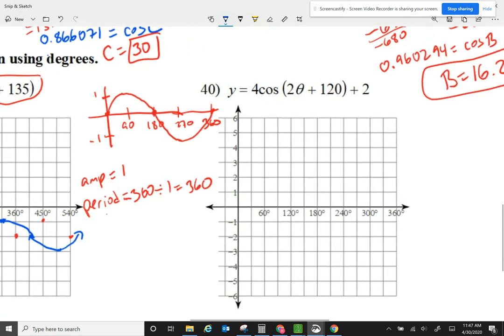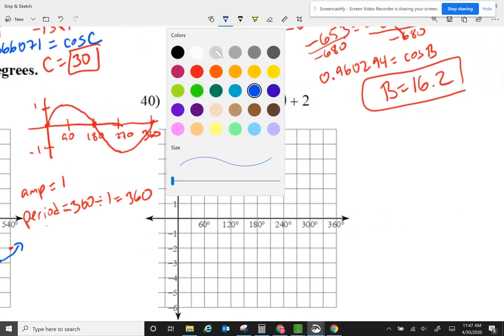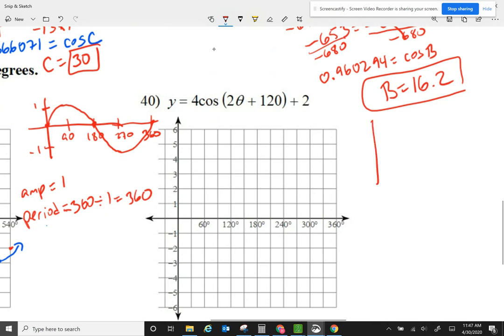Now let's take a look at cosine. First, let me remind you guys how cosine looks like. Originally, 0 degrees, 90, 180, 270, and 360. It starts at 1, and it goes down to -1. This is how it looks like.